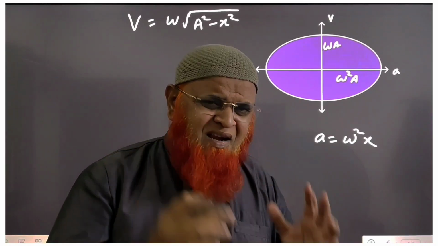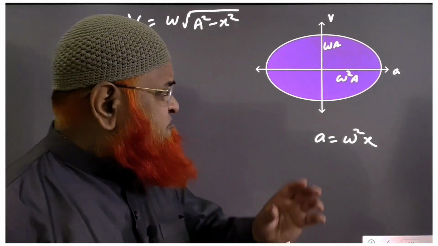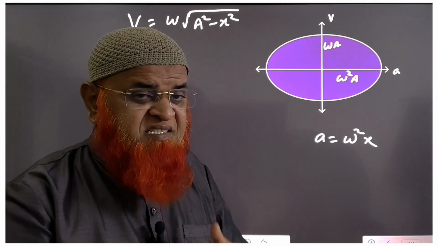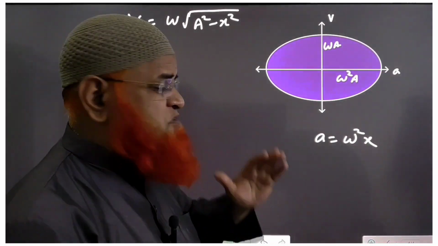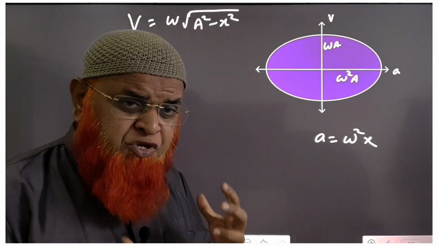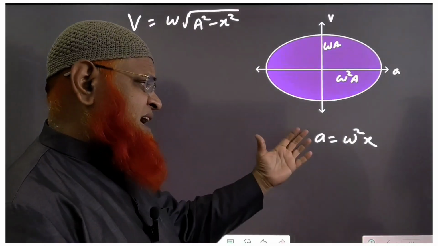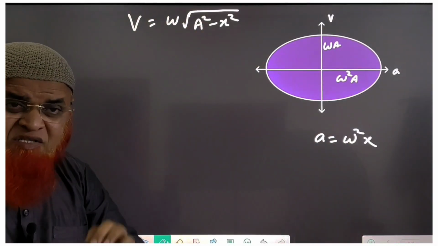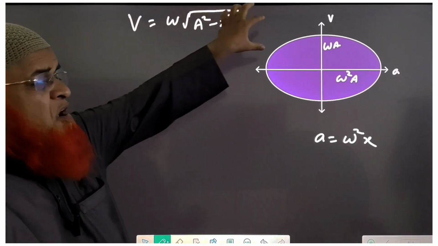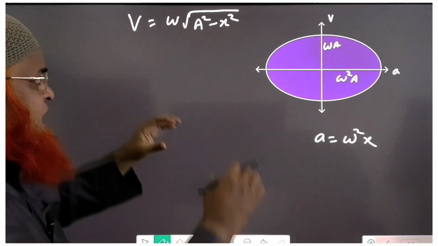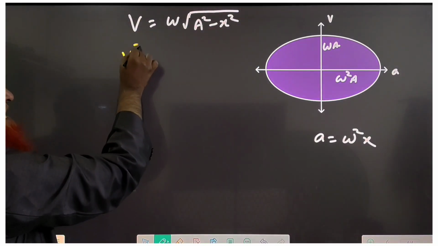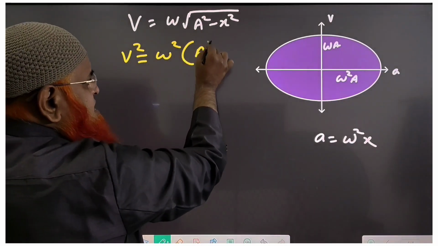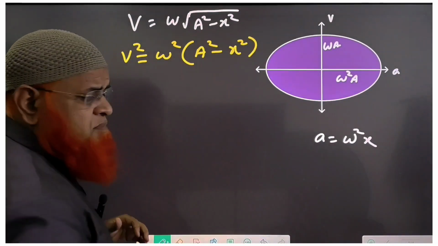My dear students, today I am going to explain the graph which shows the acceleration velocity graph, and we have to prove that it is having the shape of an ellipse here. Before that, you should know the basic formula that acceleration is equal to omega square x, and you should also know that velocity is going to be omega square root of a square minus x square. And if you square this on both sides, it is going to be v square is equal to omega square into a square minus x square.